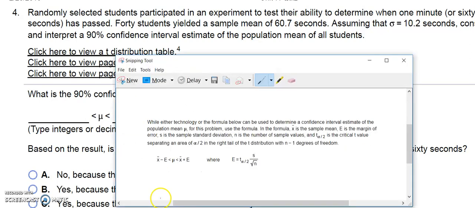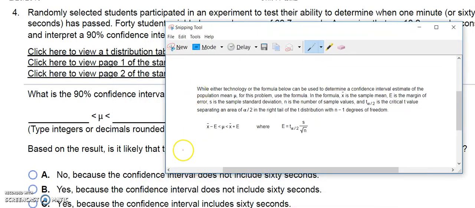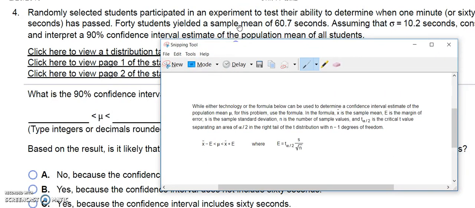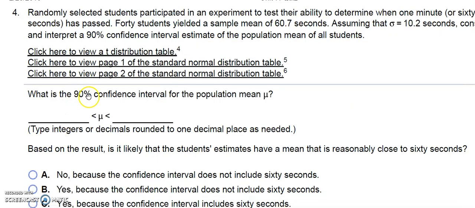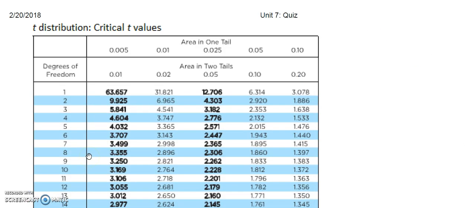we need to use this formula here. So since we're given the sample mean, 60.7, over here, we just need to figure out the margin of error, and that can be figured out using this formula here. So all we need to do is figure out the t-value, s, and they're all given. So let's figure out the t-value first. Again, keep in mind 90% confidence interval, and degrees of freedom is 40 minus 1, 39.